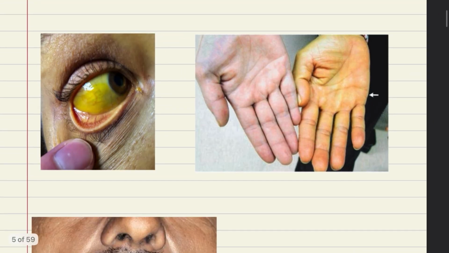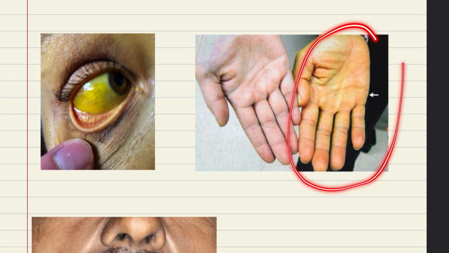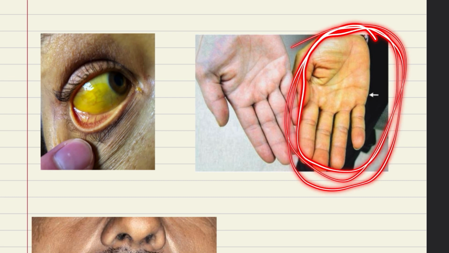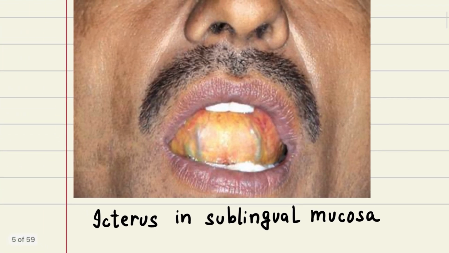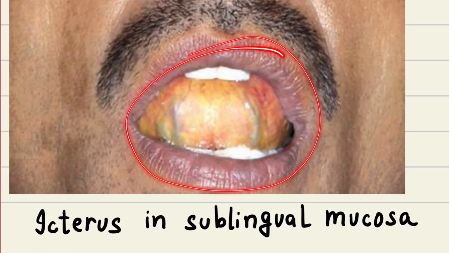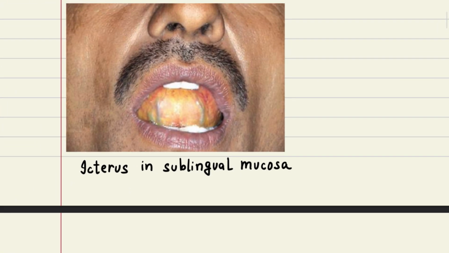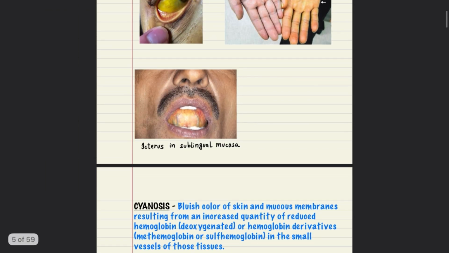Although these are not very much appreciated, you can observe these things. So this is the sclera, where you see the yellowish discoloration here. In the palm and crease, as I said, you can appreciate icterus here, and in the sublingual mucosa, as you can see, icterus is appreciated. So this was all about the icterus.